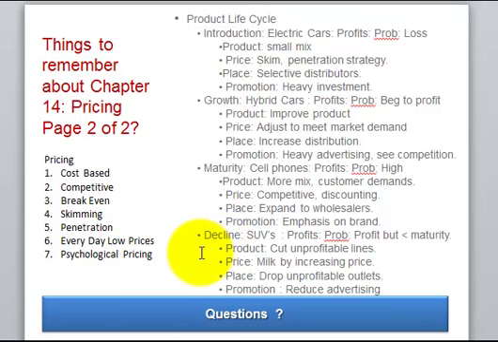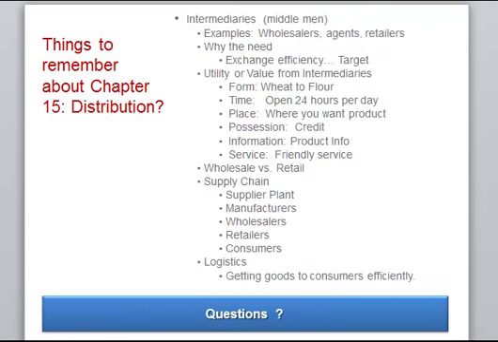And then in the decline stage, you'll reduce your number of unprofitable product lines. You'll do some pricing that tries to milk the investment you've made. You'll drop any unprofitable outlets, and you'll reduce your promotion and advertising because by the time it's in the declining stage, most everyone's heard of your product. So that's an overview of the product life cycle.